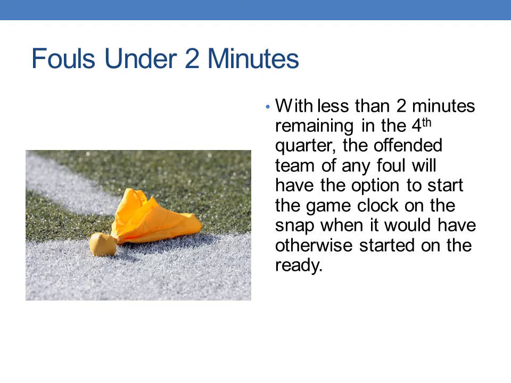So, for example, we have defensive pass interference, the pass is caught and Team A is deflagged inbounds. Team A, in the last 2 minutes of the game, may elect to start the game clock on the snap, because without that option, the clock would start on the ready for play. Please note that if the clock would start on the snap anyway, I have no reason to ask A or whoever the offended team is what they want to do.